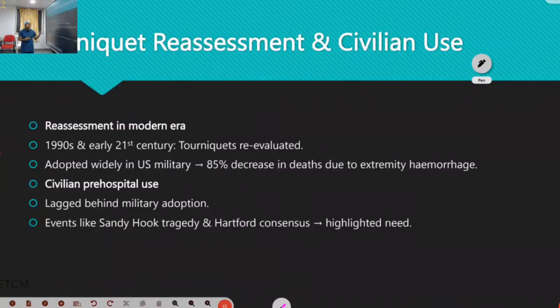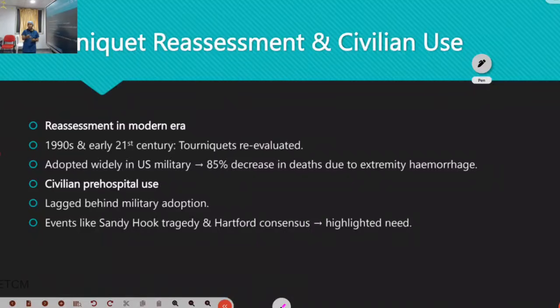It was adopted widely in the US military initially, which resulted in an 85% decrease in deaths due to extremity hemorrhage or injuries. Civilian use lagged behind military adoption, until events like the Sandy Hook tragedy. Sandy Hook is an elementary school in the US in which a person came and shot the students. It was a mass casualty: around 26 people died, including 20 students and 6 staff who worked in the elementary school.